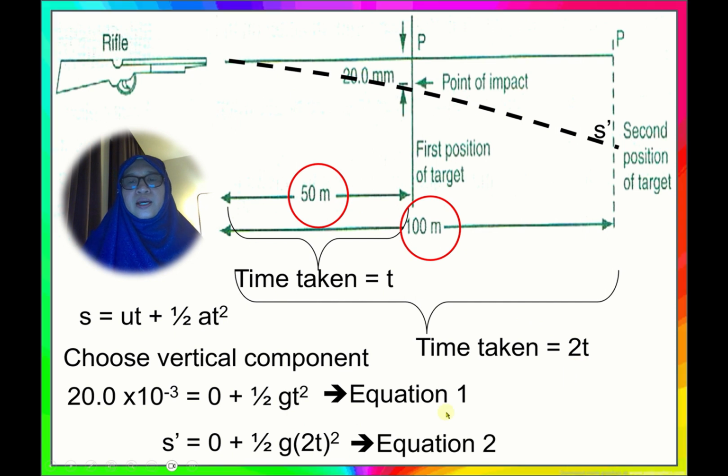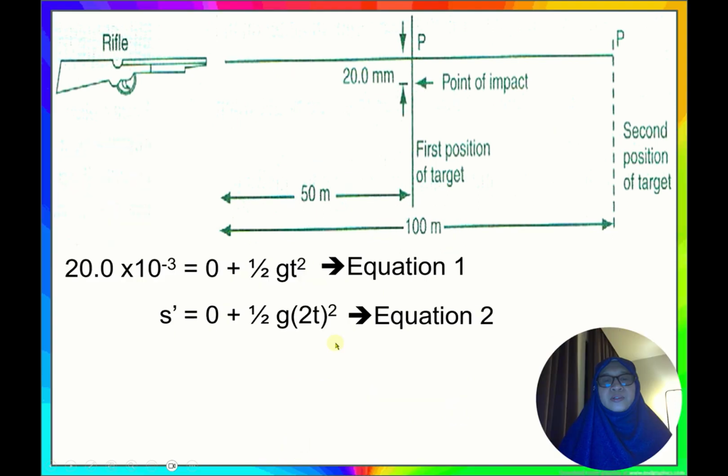Okay, so now you solve and get t from equation 1, then you substitute into here. Okay, so from these two equations, so this is 2gt.